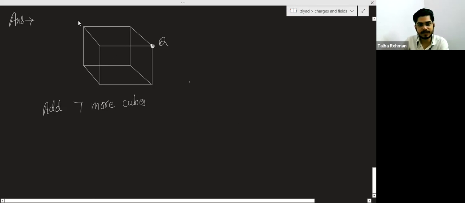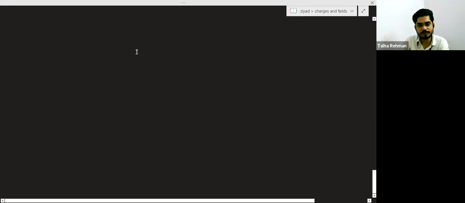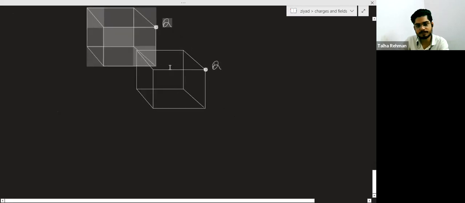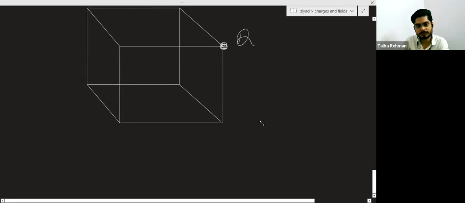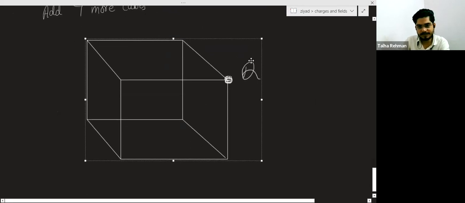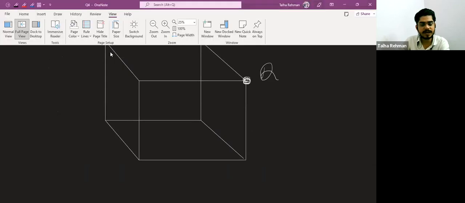I am just making a cube bigger, and now you will see what the condition will be. This is the bigger cube we have, but this time what will happen? This charge will be at the center.